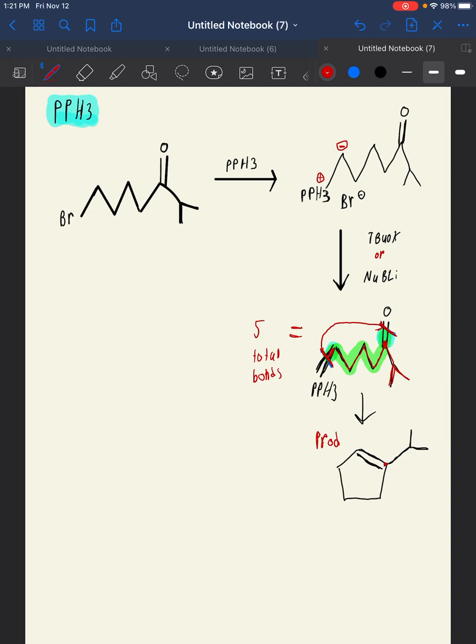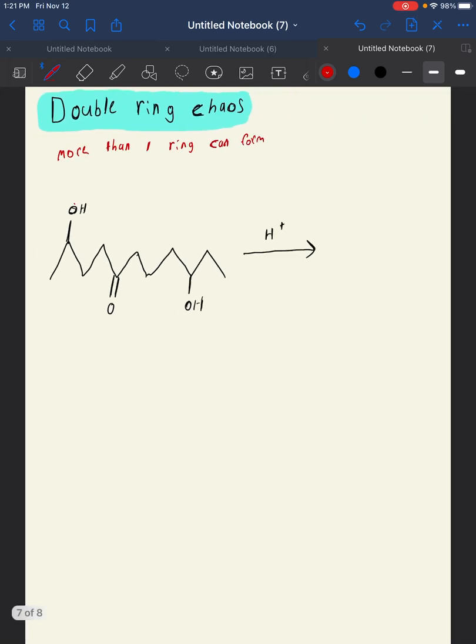Pretty simple, just keeping track of the cyclizations. I highly suggest just practicing these because they can get a little confusing. And it's not that they're confusing, the mechanisms are pretty simple and how they actually attach is pretty simple. It's just that keeping track of everything can be a little complicated. But with that being said, that is the Wittig cyclization. The final cyclization, which we already technically did, is H+. However, this is forming double rings with H+. So you can form more than one ring. And I'll show you how this works.